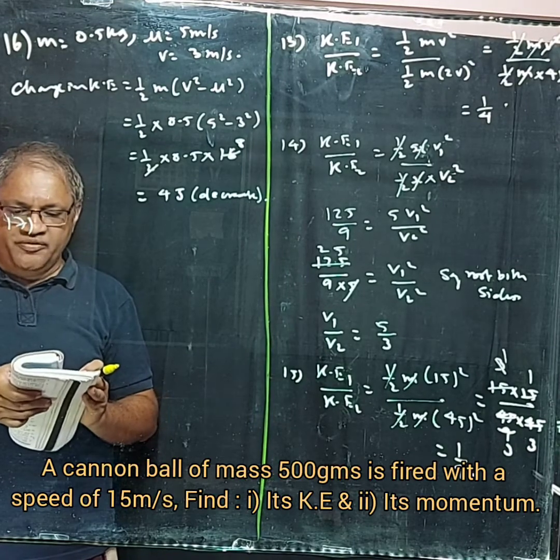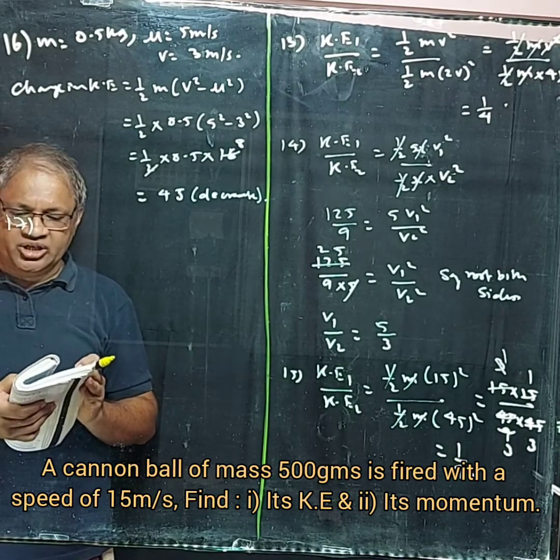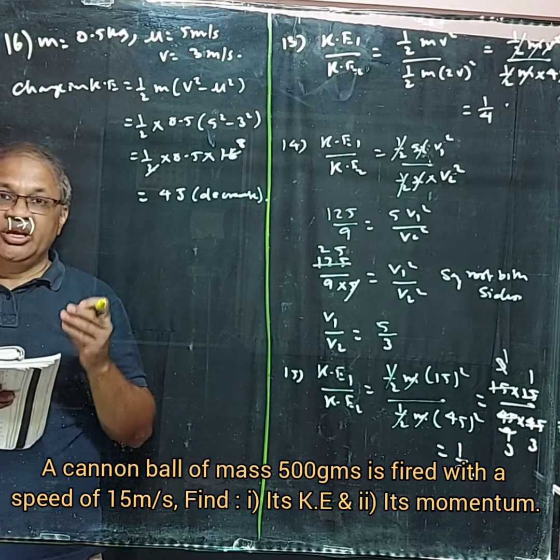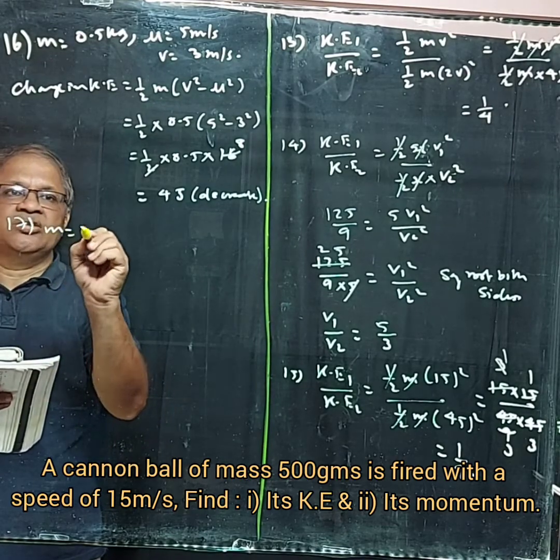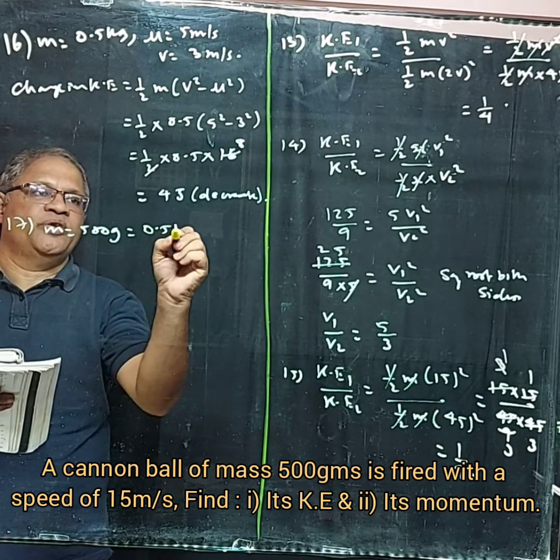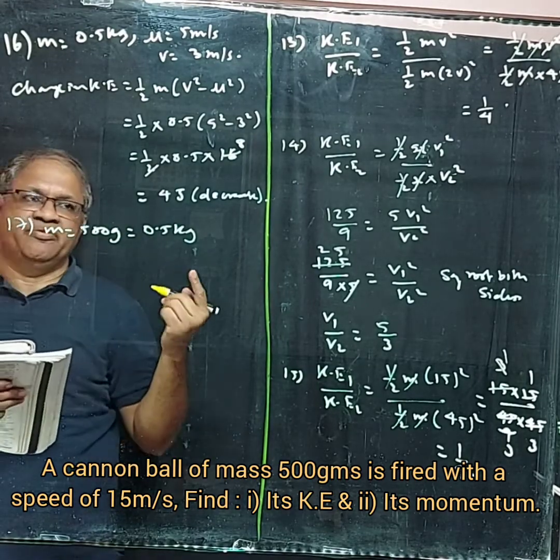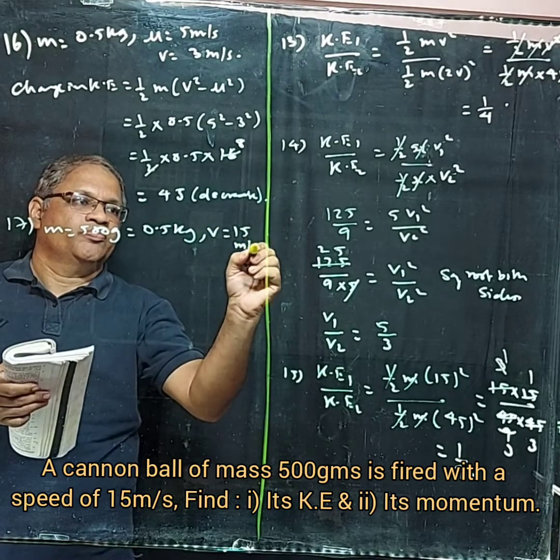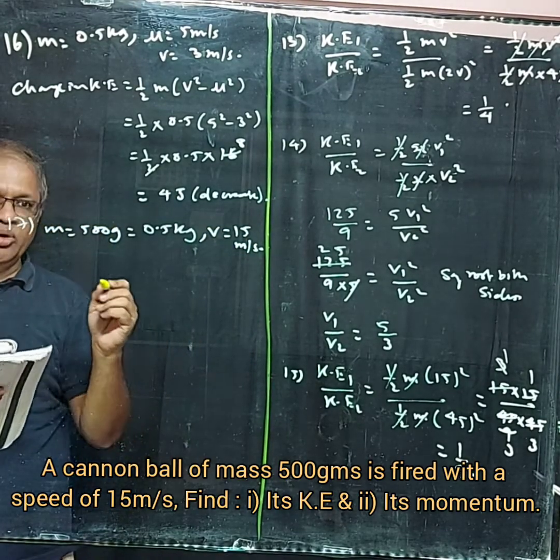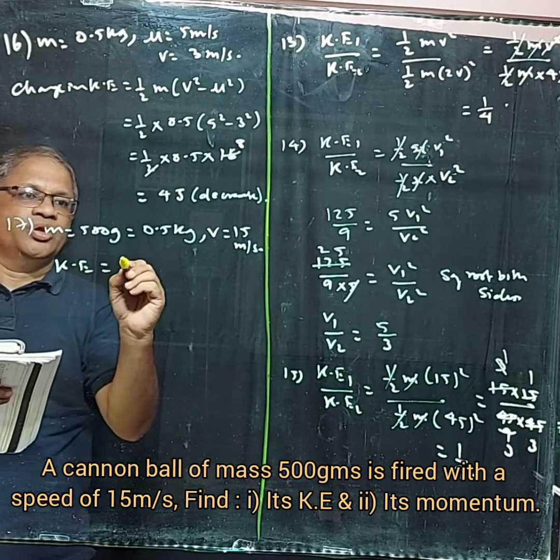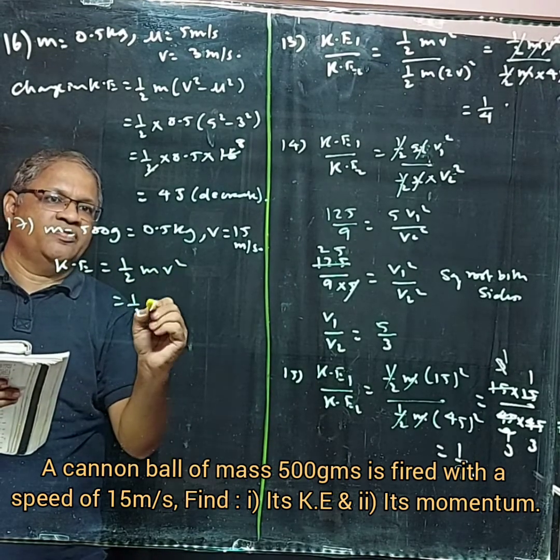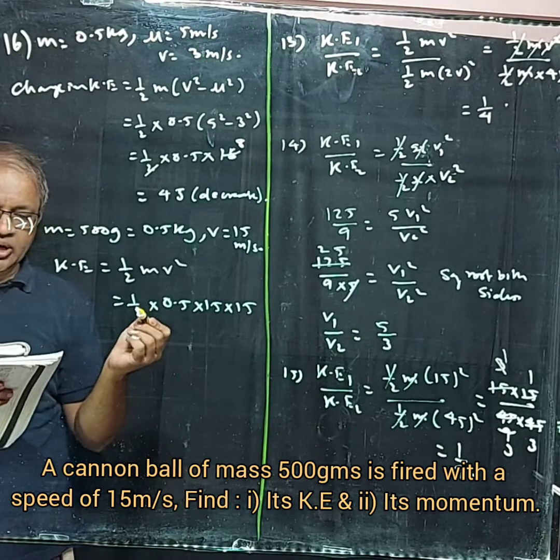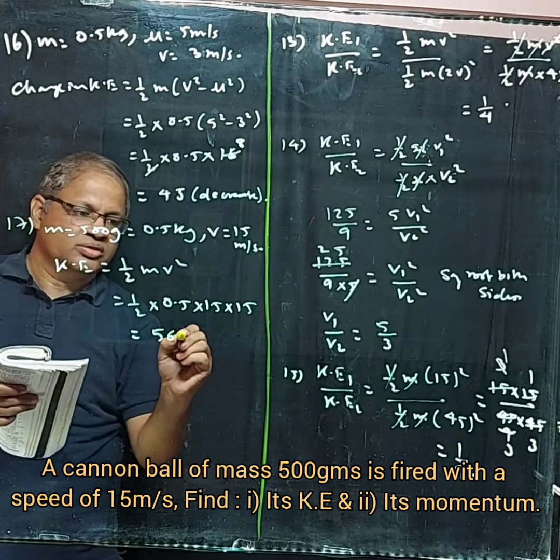So 17th sum. A cannon ball of mass 500 grams is fired with a speed of 15 meter per second. Find its kinetic energy and momentum. Very important sum. Mass is 500 grams, that is 0.5 kg, grams to kg divided by 1000. Speed is 15 meter per second. Find the kinetic energy and momentum. So kinetic energy is equal to half mv square, so half into 0.5 into 15 into 15. When you work it out, you get 56.25 joules.